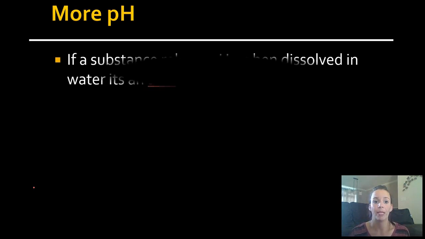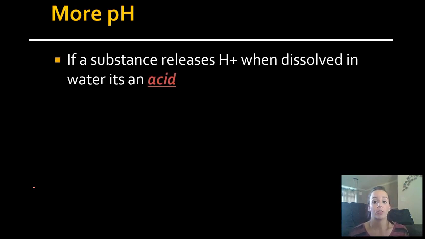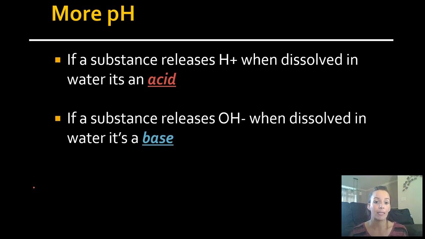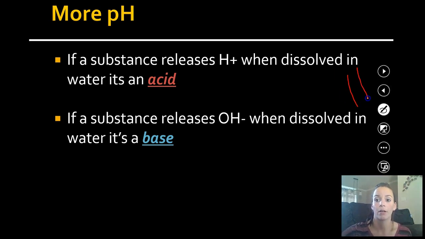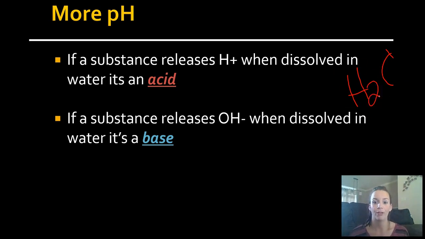A little bit more about pH. So if the substance releases hydrogen ions when it's dissolved in water, it's considered an acid. So an acid is that release of hydrogen ions. And then a base is the opposite. So if it releases OH ions when it's dissolved in water, it's a base. And if you remember, water is H2O, so 2 hydrogens and an oxygen, so an acid releases the hydrogens to make water, and then the base releases the OHs.